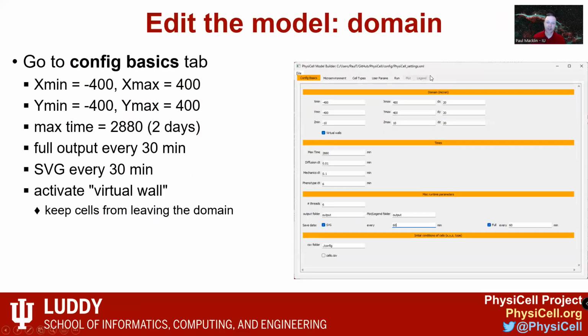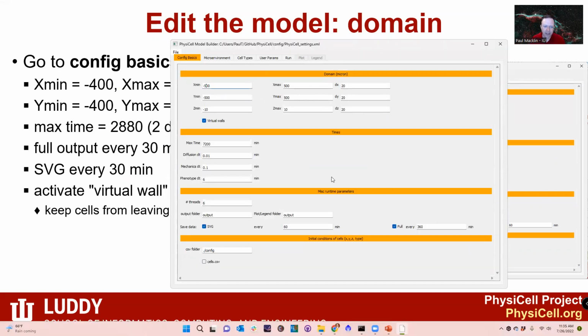And now we're going to start editing the domain, kind of going through a checklist. So I want to pick my domain from -400 to 400 X and Y, and my max time to 2 days. And I'm going to save everything. Well, I have a contradiction between these two, either 30 or 60 minutes. It doesn't really matter, I guess. I'm going to save maybe a little bit more frequently.